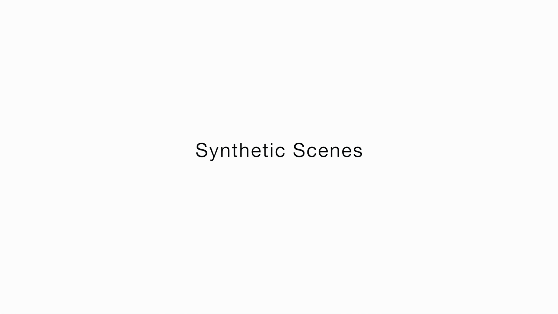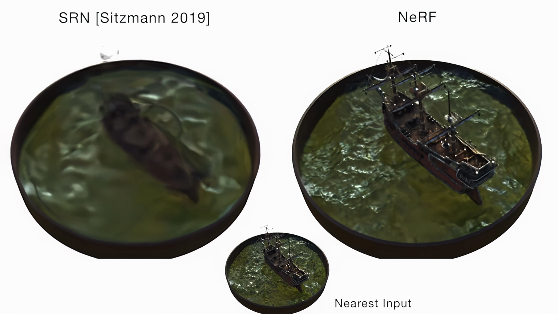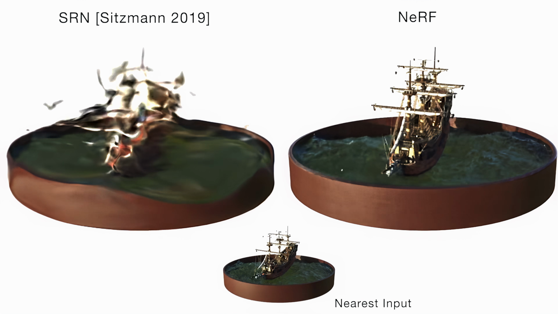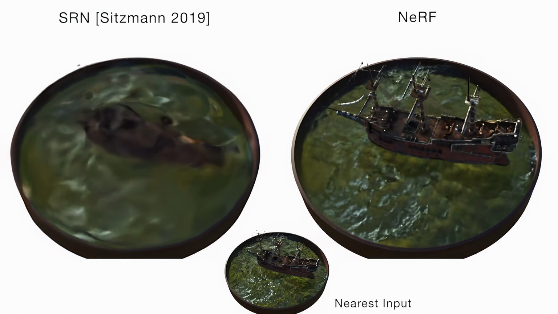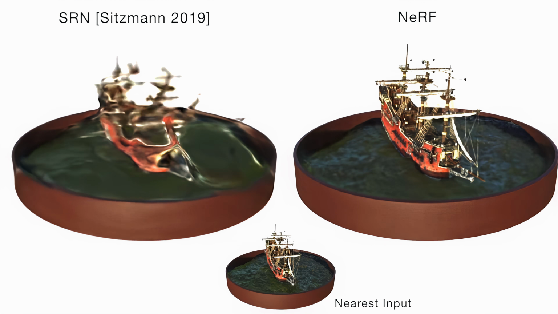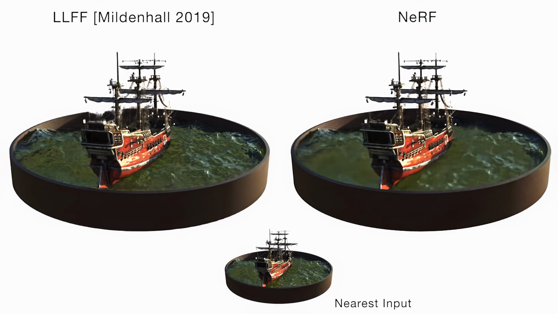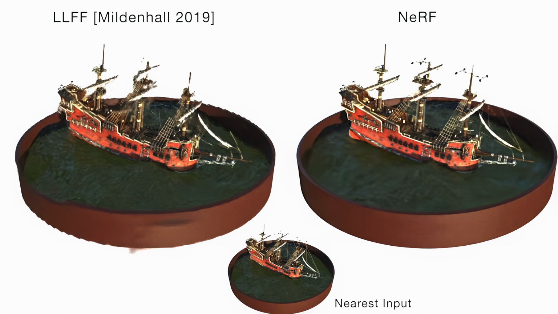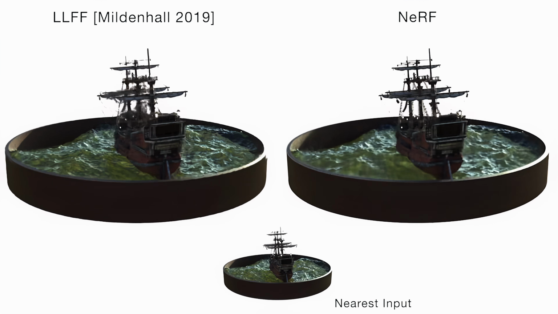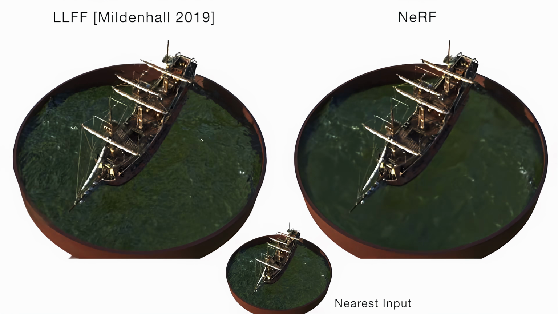We first show comparisons to top-performing methods on synthetically rendered data. Scene representation networks implicitly represent a scene using a fully connected neural network. SRNs have issues with multi-view consistency and are unable to represent high-frequency details. Local light field fusion uses a pre-trained network to promote each input view to a high-resolution 3D volume. Inconsistencies between adjacent volumes cause flickering artifacts.